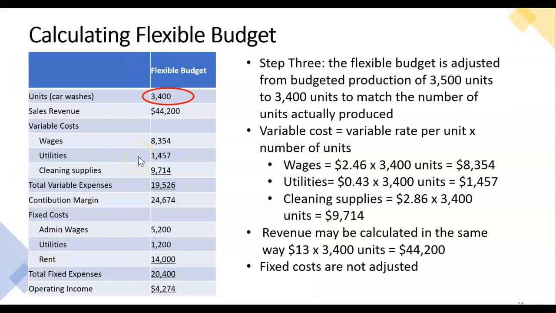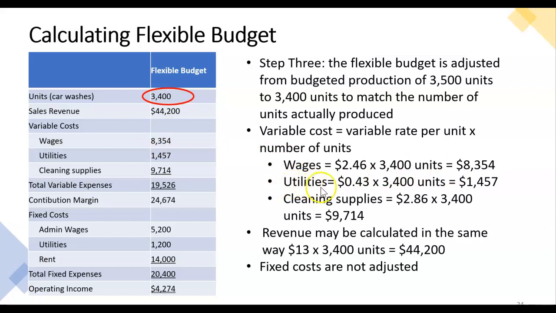So our third and final step in calculating our flexible budget is to recast the flexible budget so that we've got total expenses and total revenue based on the number of units we actually sold in that period. So we take our 3,400 car washes, that's the actual volume we did in this period, and we're going to multiply by our variable rate for our wages. Remember, that was $2.46 in the prior slide. We're going to multiply that by 3,400 units, the number of units we actually sold in that period, and that's going to tell us that our total wages for our flexible budget should be $8,354. And we've got that right there.